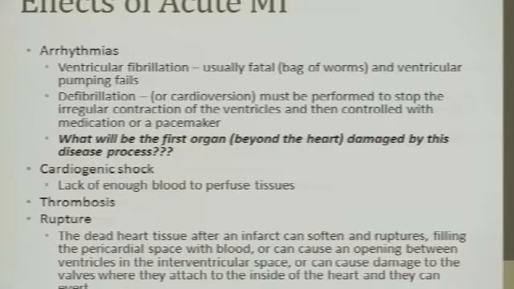Okay. Effects of MI, arrhythmias. VFib we talked about, defibrillation we're going to use to try to reset that. What will be the first organ beyond the heart damaged by this disease process of lack of blood supply? Who's going to be the greediest for oxygen? Brain. The brain. Okay. Cardiogenic shock is going to be a lack of enough blood to perfuse the tissues.